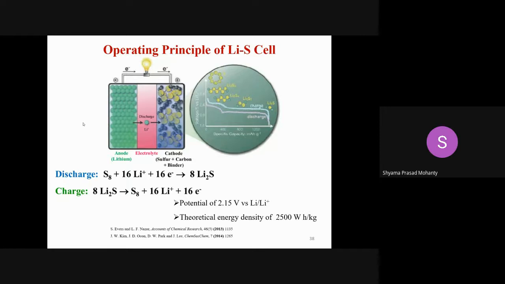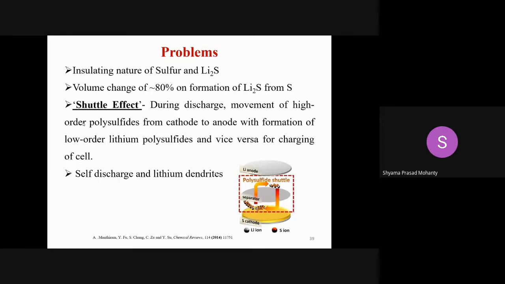There are various approaches in the literature. The problems in those lithium sulfur cells are that sulfur is insulating, and the product lithium sulfide which is formed is insulating. There is about 80% change in volume when we convert sulfur to lithium sulfide.